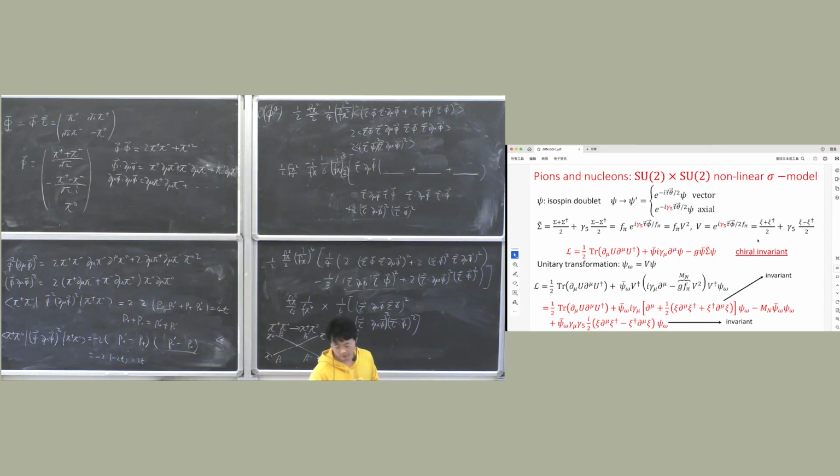Okay, yesterday, Professor Nevis showed that this term and also this term are chiral invariant. That means under chiral transformation, these two terms remain unchanged. So for the last term, we also want to know that it is chiral invariant. But this is not complicated.